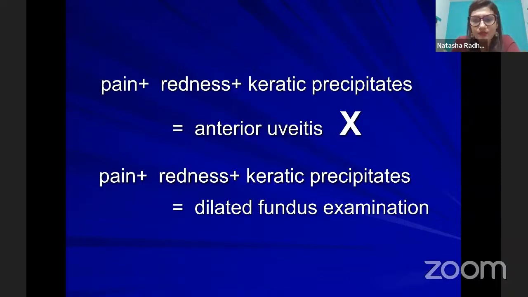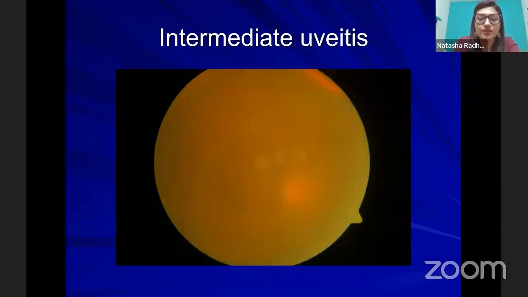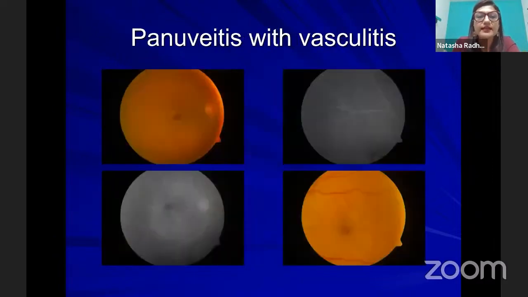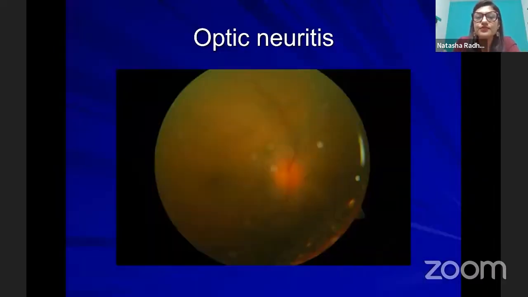The third mistake is that once they see the anterior uveitis, they do not do a dilated fundus examination and just treat it as an anterior uveitis. An anterior uveitis is never an anterior uveitis unless you have ruled out intermediate or posterior involvement. All the things that we can miss, like a cystoid macular edema, vitritis, posterior uveitis, a lesion there, or a panuveitis with some vasculitis, can be missed if you do not do the dilated fundus examination, and preferably at the first visit itself.